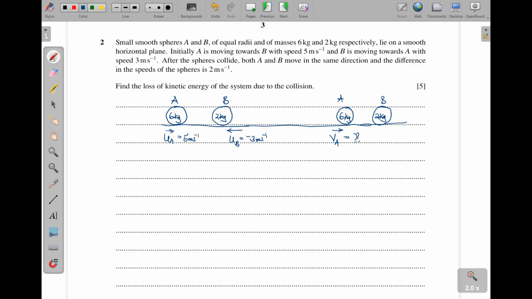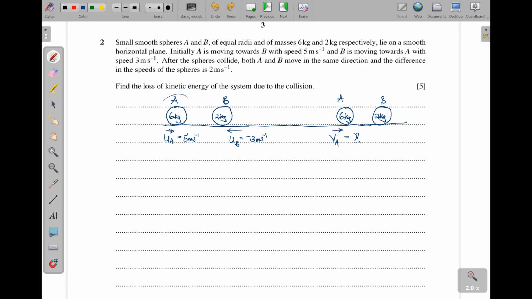And you know that speed is a scalar quantity, and you know that velocity is a vector quantity and speed is a scalar quantity. So if they are moving in opposite directions, then that means we can put this one as negative. Okay, after collision, they are moving in the same direction.